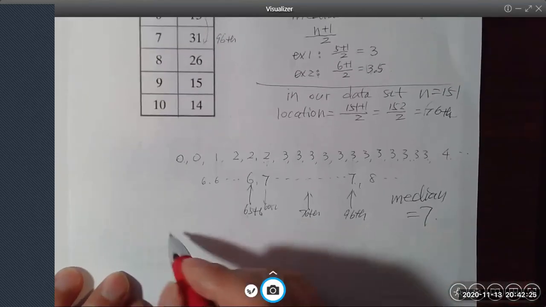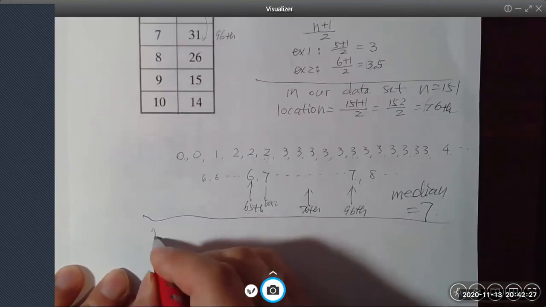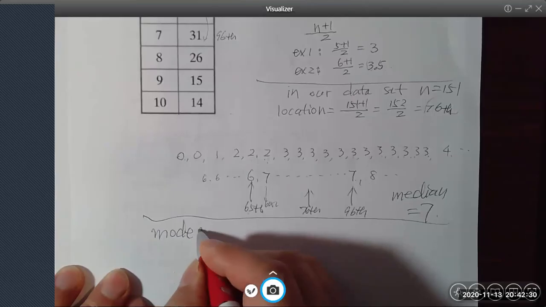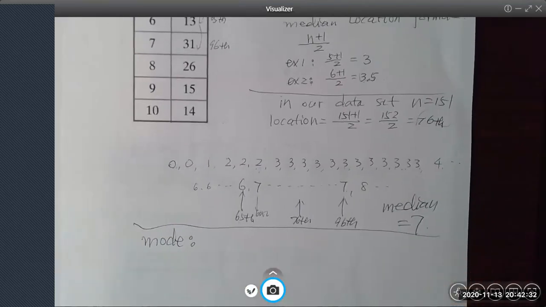So next one, we're looking at the mode. Remember the definition of the mode of a data set. The mode is the most frequently occurring number or numbers in the data set. If you have 2 numbers occurring most frequently, you have 2 modes. If you have 1 number that has the highest frequency, then you have just one mode.